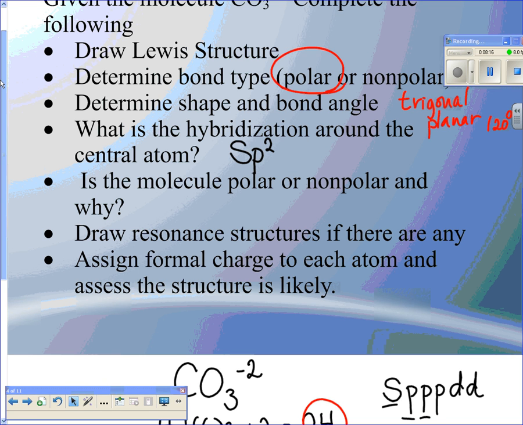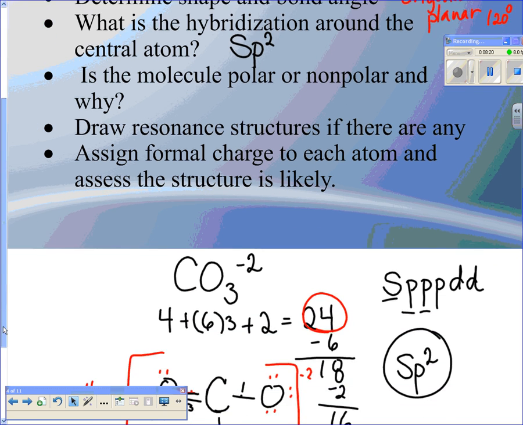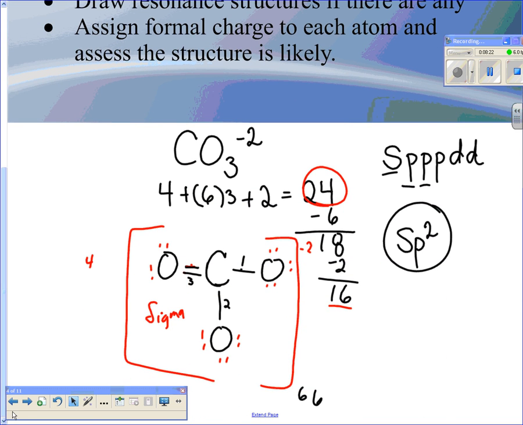So the next question is, is the molecule polar or nonpolar? Well, I know that I have the first criteria. The first criteria is I got to have a polar bond. So the bond between carbon and oxygen is polar. But my second criteria is it needs to be asymmetrical. Well, there are no lone pairs. There's nothing sitting out on carbon here. There's no lone pairs that are going to cause it to skew my molecule. Because of that, because it is planar, it is symmetrical.